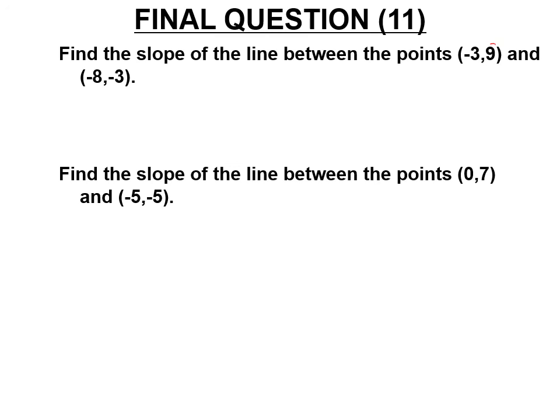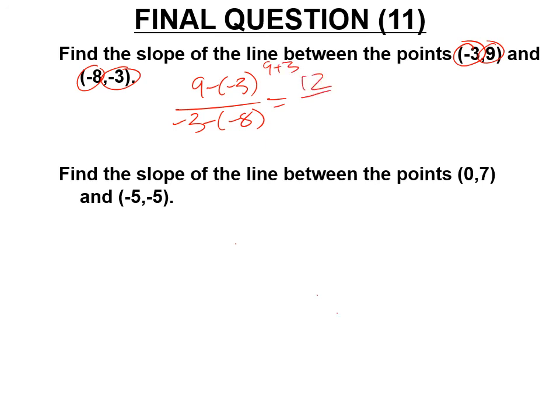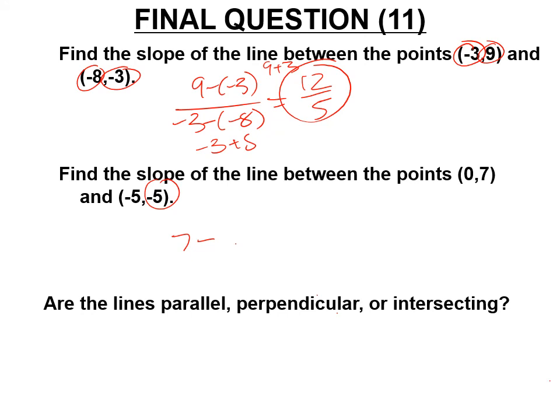Find the slope of the line between the points. All right, so I'm going to subtract the y's. 9 minus -3. -3 minus -8. So 9 minus -3, same as 9 plus 3, 12. -3 minus -8, same as -3 plus 8, 12/5. All right, you leave it that way. This one is 7 minus -5 for this line, which is 12, and 0 minus -5 for the x's, same as 0 plus 5. They're both 12/5.